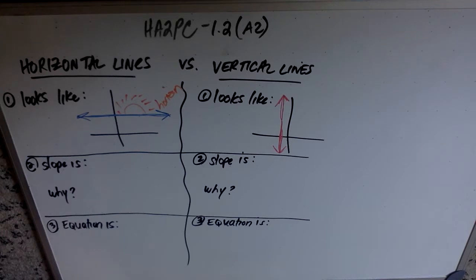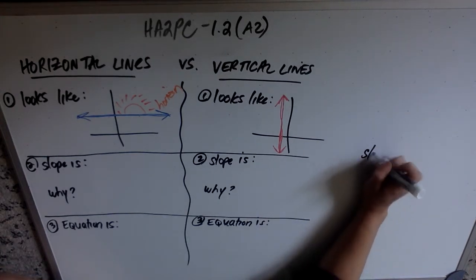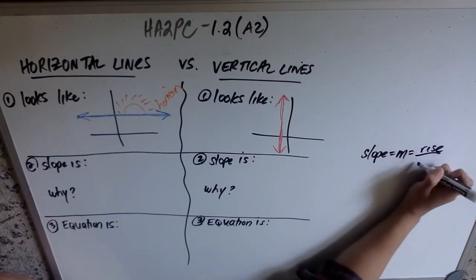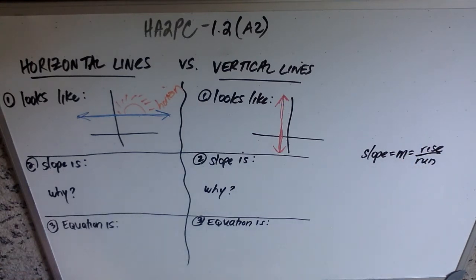So let's talk about what the slope is. It's important to remember here that slope is rise over run. I'm just going to make that note way over here that slope, which we usually abbreviate as m, is the rise on top of the run. In fact, if you picture a little person walking on the curve, you can picture them taking steps up and down, left and right.